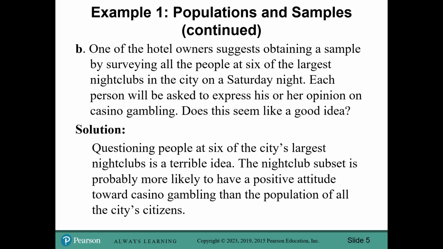If one of the hotel owners suggests obtaining a sample by surveying all of the people at 6 of the largest nightclubs in the city on a Saturday night, each person will be asked to express his or her opinion on casino gambling. Does this seem like a good idea? Right? And it's not, because the people at the 6 largest nightclubs, they're going to be a certain type of people, right?